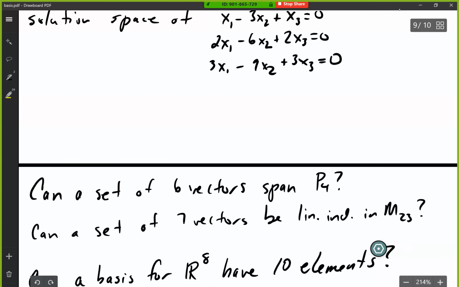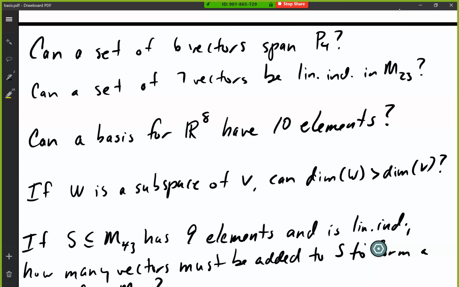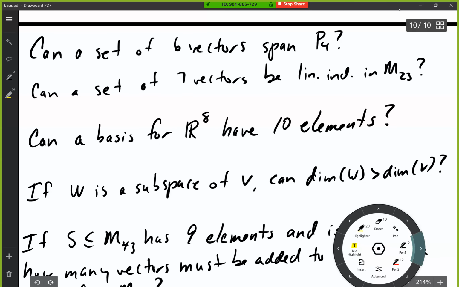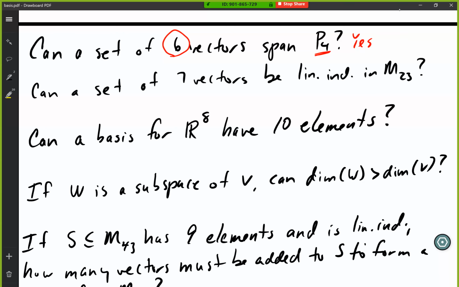Let's see if I can answer a couple of the questions I put at the end, just to review in the last minute that I have here. The first question says, can a set of 6 vectors span P4? So I'm asking about a spanning set. Is it big enough? Well, that's just asking about dimensions. What's the dimension of P4? 5, right? So is 6 vectors enough to span a vector space of dimension 5? Yes, the answer is yes. Does it have to? Am I guaranteed that it'll span? No. Okay, it can, but it doesn't have to.